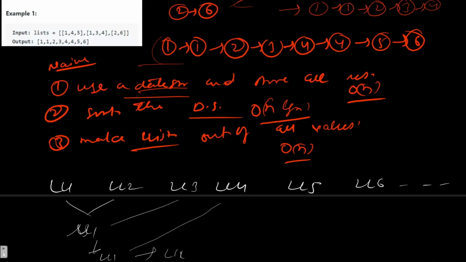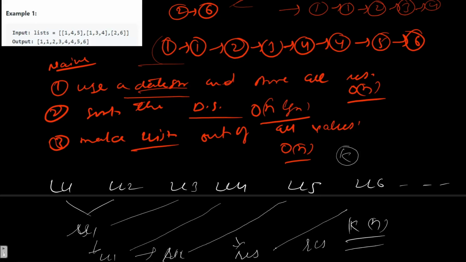Then again we'll be doing result and linked list 4. We'll be merging these two, and after that it will return a result. Again, we will be merging these two and returning. So how much time is it going to take? Let's say there are a total of k linked lists, so it is going to take k into n time.